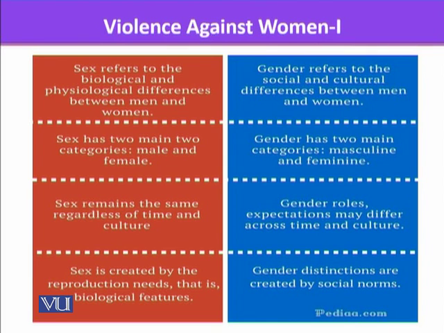Sex remains the same regardless of time and culture. Gender roles and expectations differ by time and culture. Sex is created for reproduction needs, that is, biological features. Gender distinctions are created by social norms. So these are the differences between gender and sex.